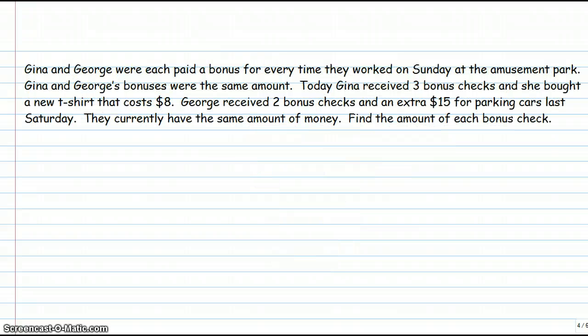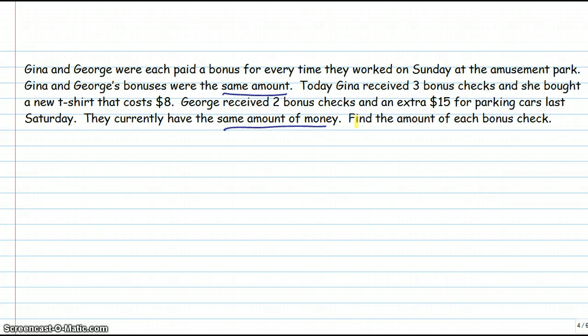Okay, next problem. Gina and George were each paid a bonus for every time they worked on Sunday at the amusement park. Gina and George's bonuses were the same amount. Today, Gina received 3 bonus checks and she bought a new t-shirt that cost $8. George received 2 bonus checks and an extra $15 for parking cars last Saturday. They currently have the same amount of money. Find the amount of each bonus check.